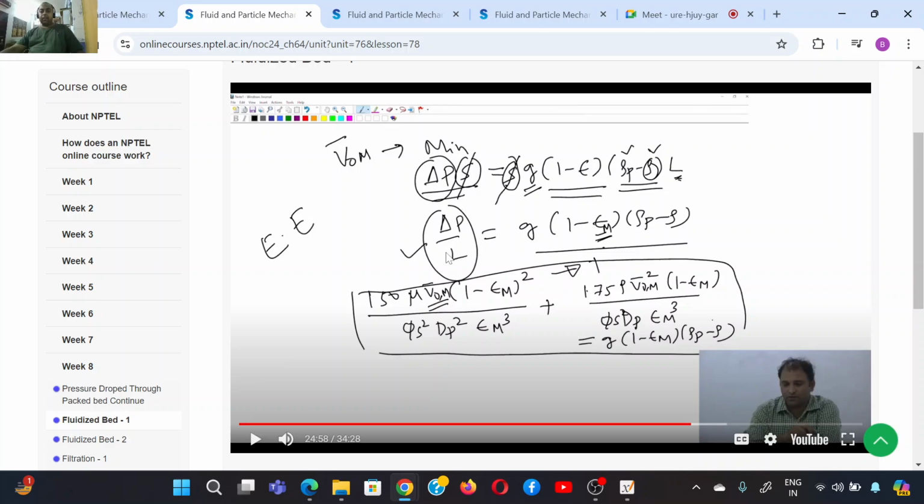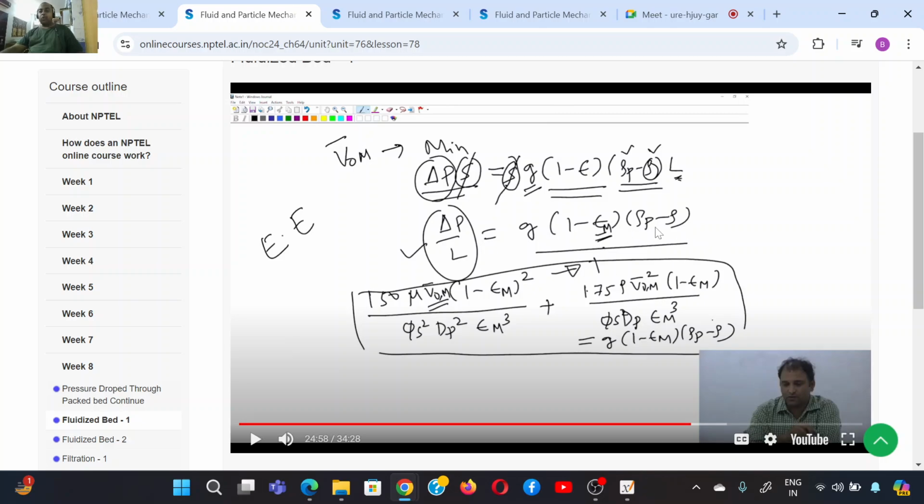Delta P, yes. L is equated to delta P is equal to rho g h, right? Here it will be rho into g into 1 minus epsilon, because epsilon is the porosity. Whatever solid is there, it will be only 1 minus epsilon. So delta P is equal to rho into 1 minus epsilon.